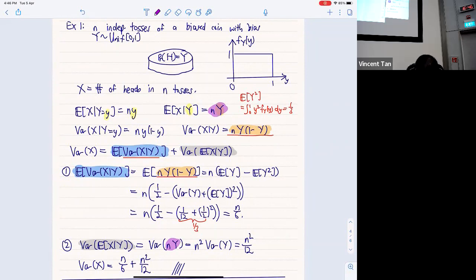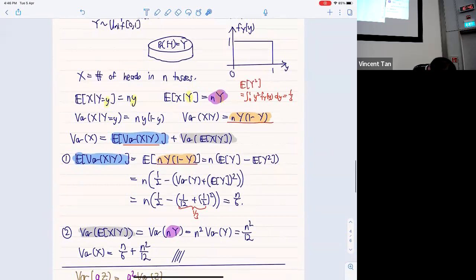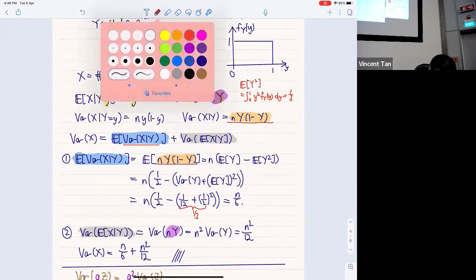How do I calculate the variance of y? Because I remember. But if you don't know, you calculate the second moment first, which you can follow by integration there. So how do I calculate the variance of y?